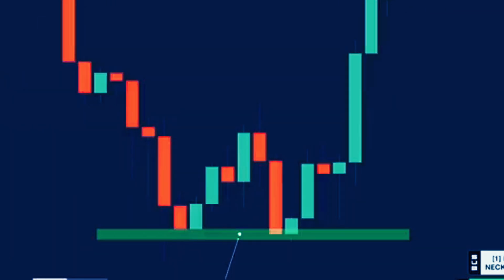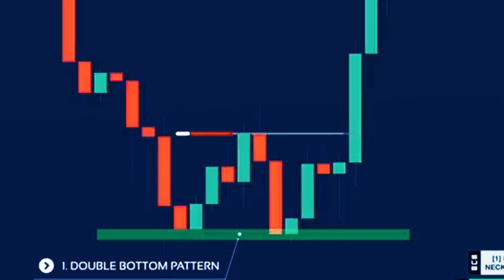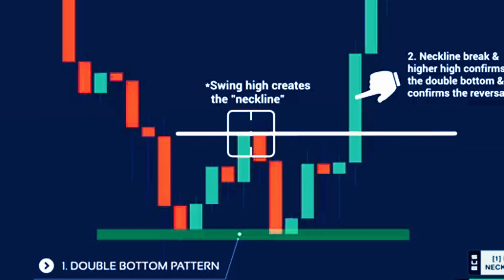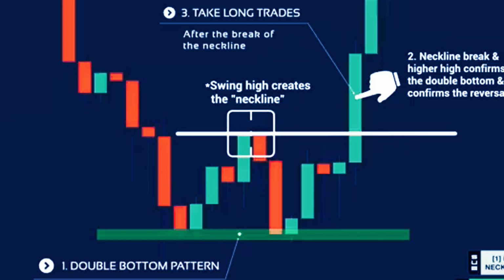Going the other way. You first have your double bottom pattern that forms. Neckline here because of the recent swing high. Now, once price breaks the neckline and makes a higher high, you would take a breakout entry long, as the reversal and trend change is now confirmed.